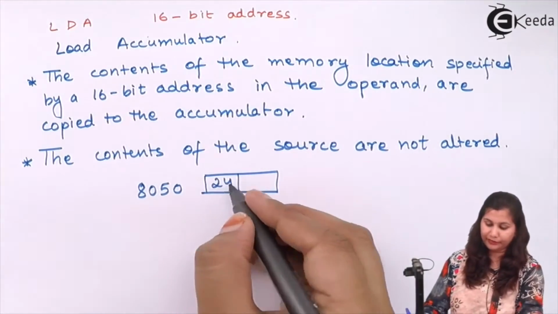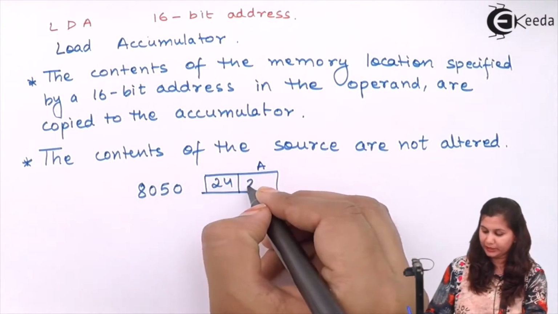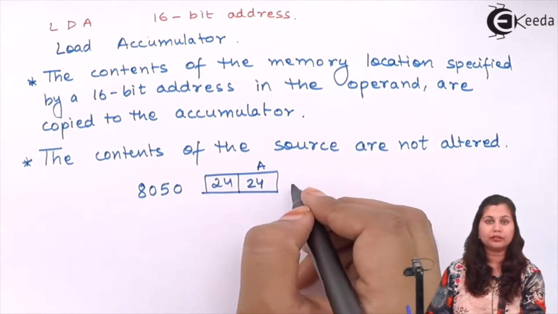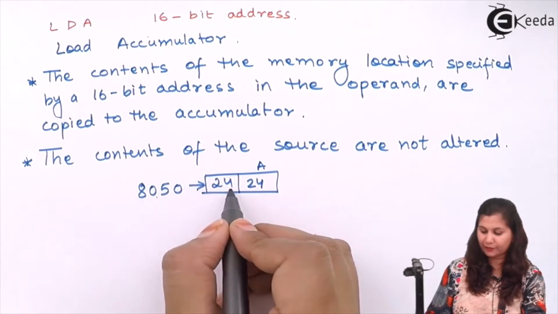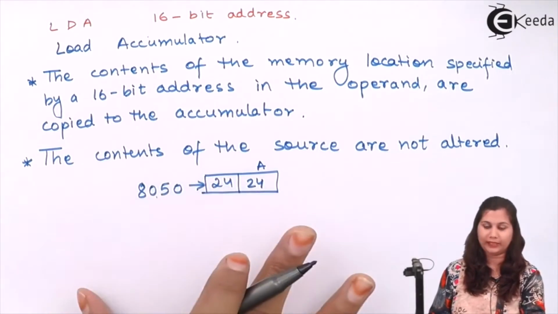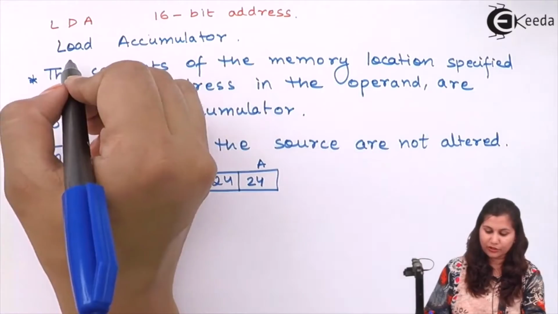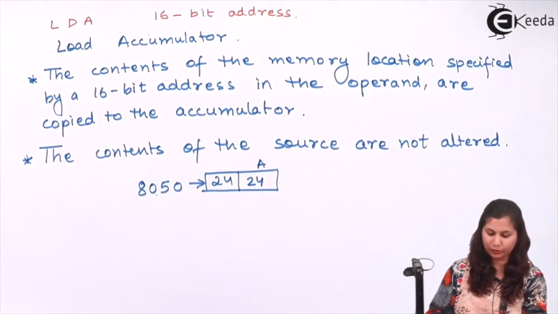So this number will be copied into the accumulator. So here the accumulator is going to get the same number 24. But the contents of this memory location 8050, that is 24, are not changed. It will remain 24. So this instruction is loading the accumulator with the contents of the memory location.